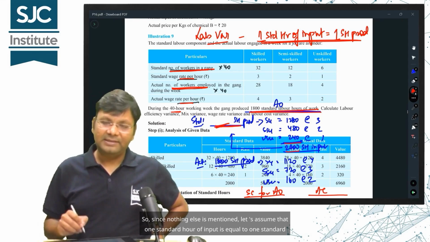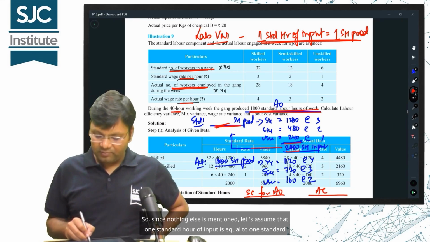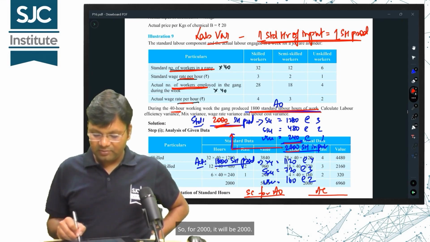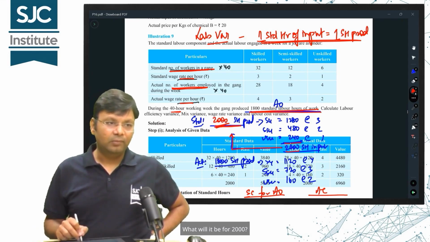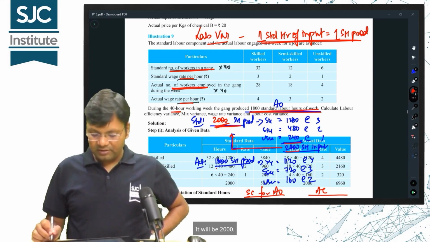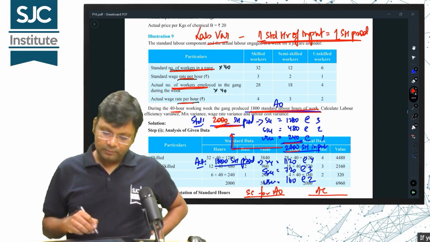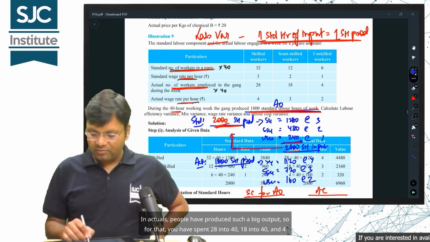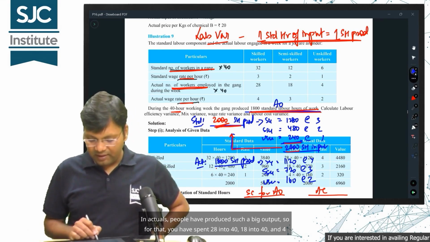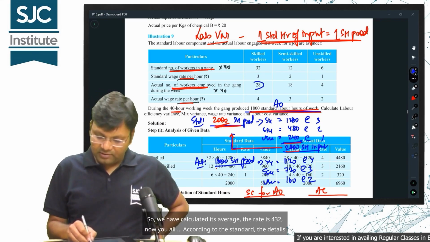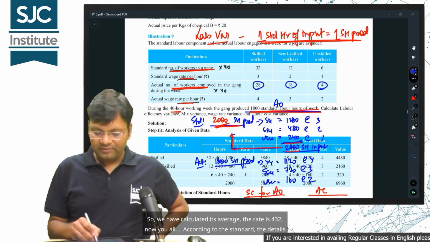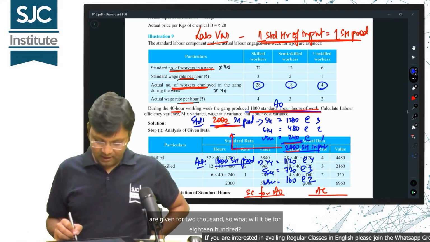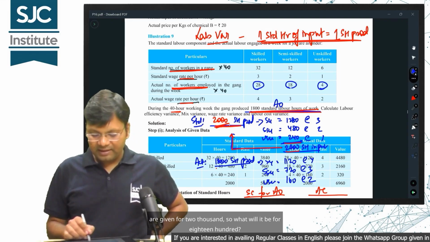Since nothing else is mentioned, let's assume that 1 standard hour of input is equal to 1 standard hour of output. So, for 2000, it will be 2000. Similarly, in actuals now, people have produced such a big output, so for that, you have spent 28 into 40, 18 into 40, and 4 into 40 hours. So, we have calculated its average, the rate is 432. According to the standard, the details are given for 2000, so what will it be for 1800?